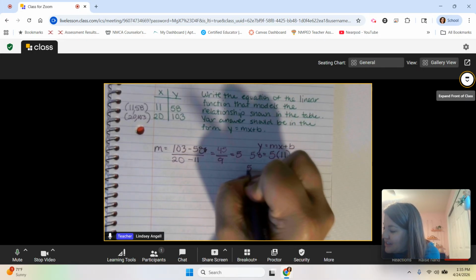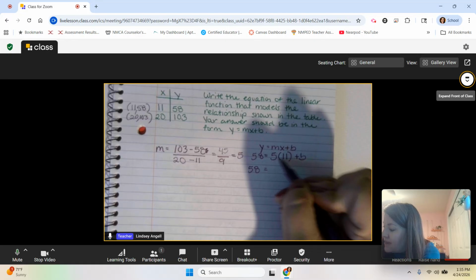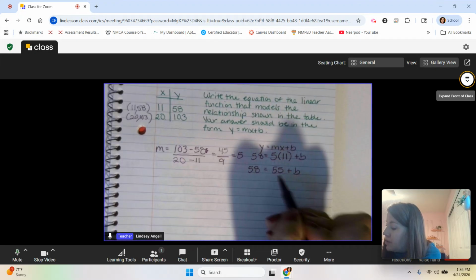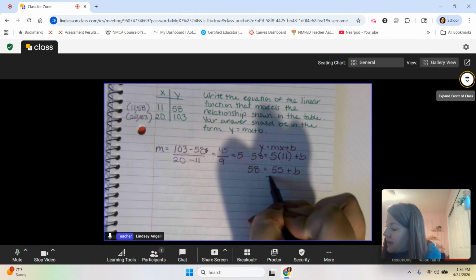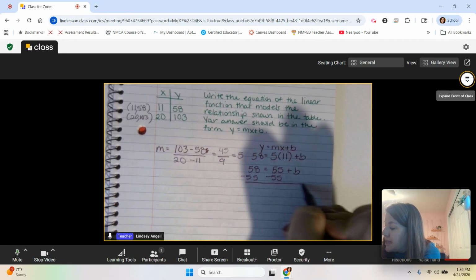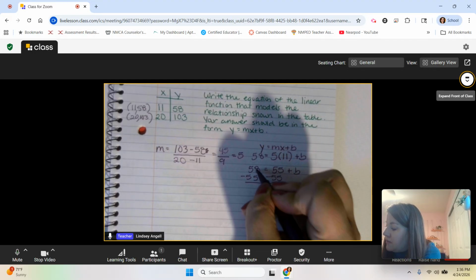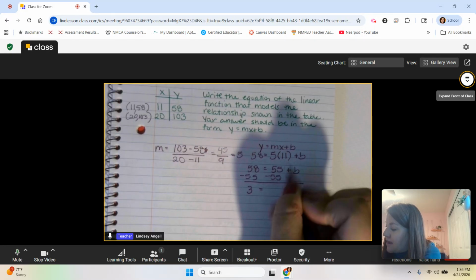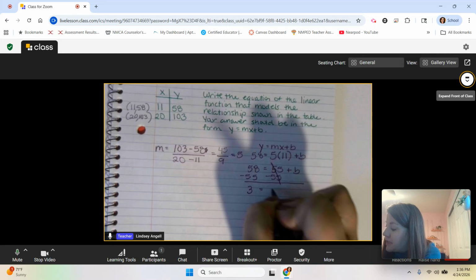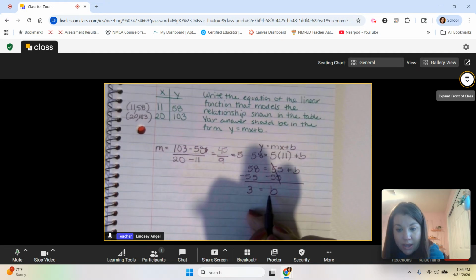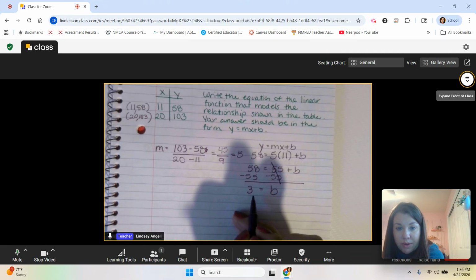Okay, so let's see here. That tells us 58, and then 5 times 11 is 55. Right now I'm adding 55. To get rid of it, I'm going to subtract 55 from both sides. 58 minus 55 is 3, and then 55 minus 55 is 0. Those cancel out, and we're just left with b. So our y-intercept is equal to 3.